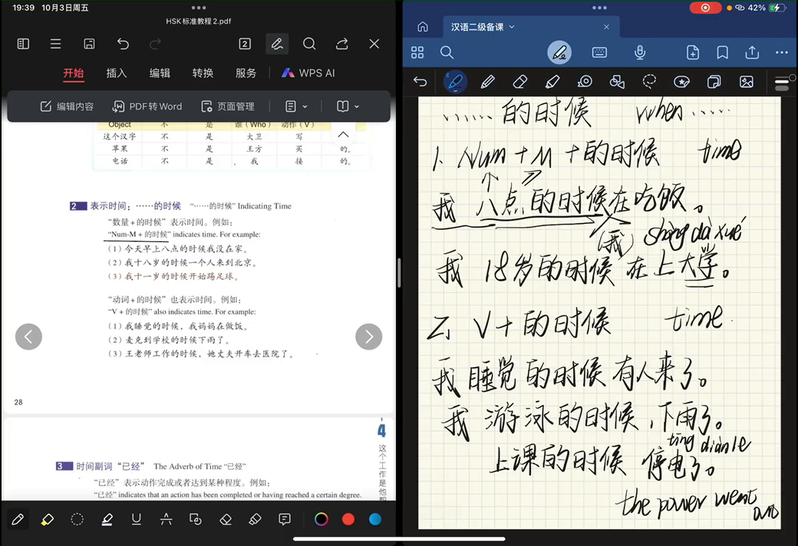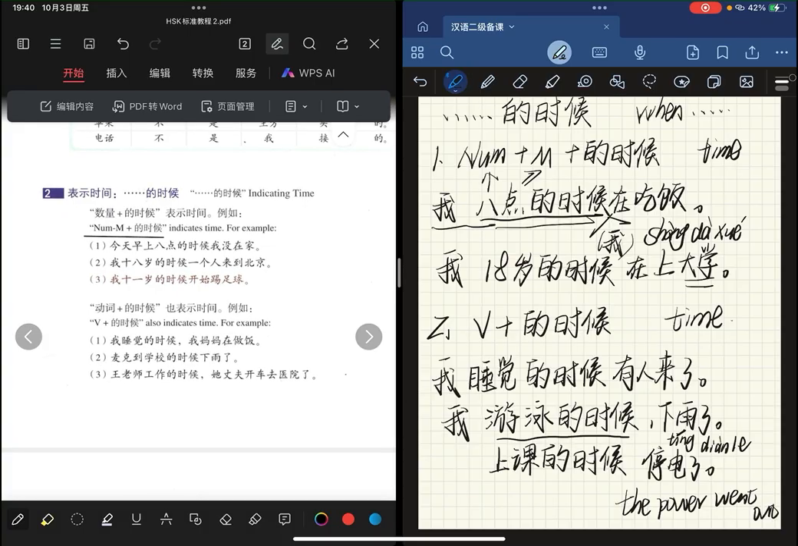Okay, so the second form is a verb with 的时候. It also indicates the time. 睡觉的时候, when we're sleeping. 我睡觉的时候有人来了, someone came. 游泳的时候, when I went swimming, 游泳的时候下雨了, it rained. 上课的时候, when we were having class, 停电了, the power went out. 上课的时候停电了。Okay, let's see the example sentences in the test.